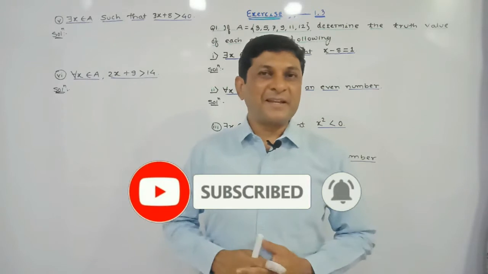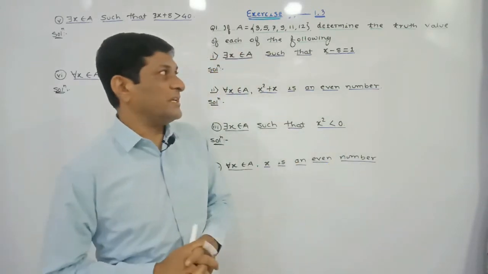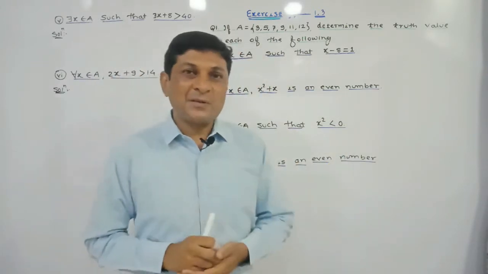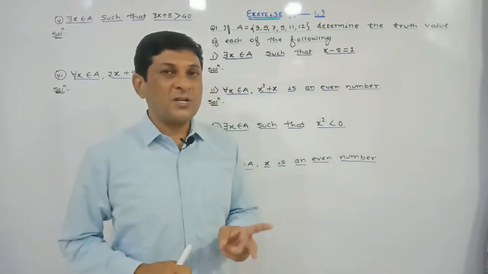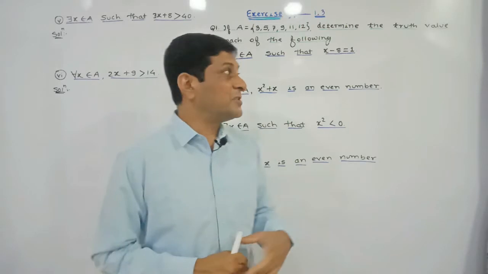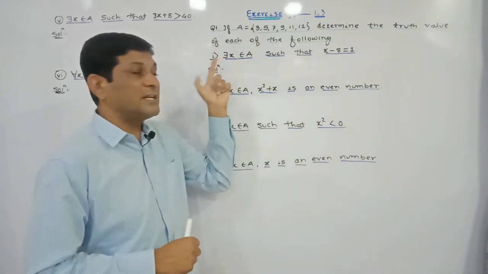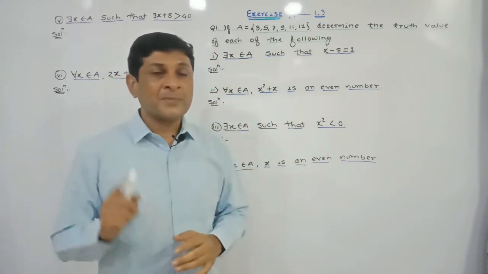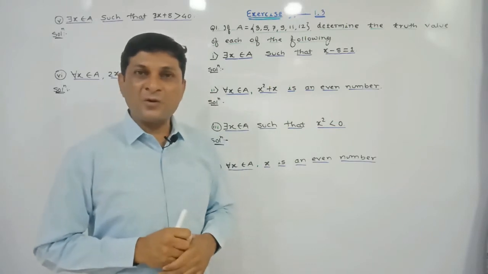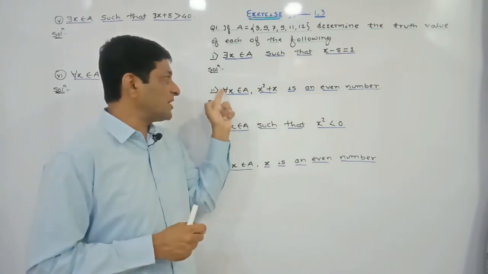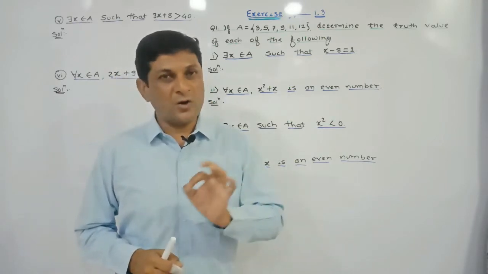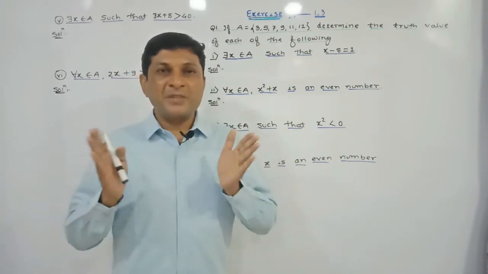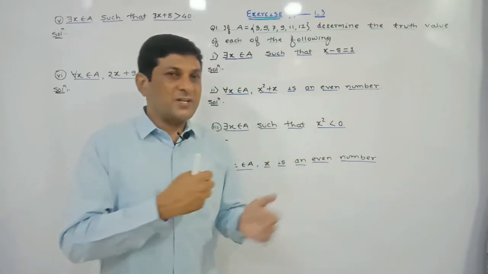So today we are starting exercise number 1.3. In the last video we discussed quantifiers. Two types of quantifiers are there. Which are these two quantifiers? One is the existential quantifier, which is denoted by this notation and it is read as what? There exists. And the second quantifier is the universal quantifier, which is denoted by this notation, and this notation is read as what? For every or for all. Using these quantifiers we are solving the first example.